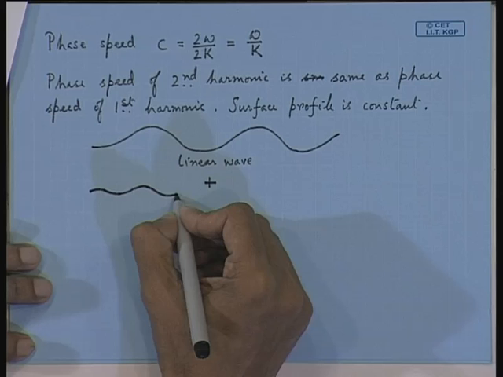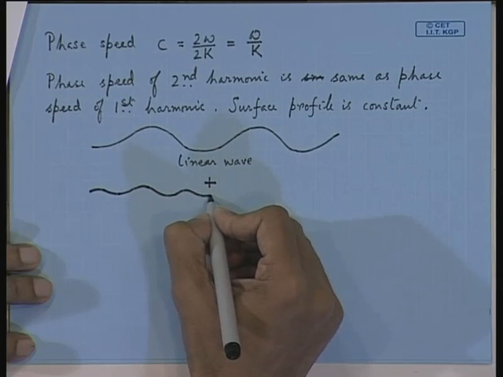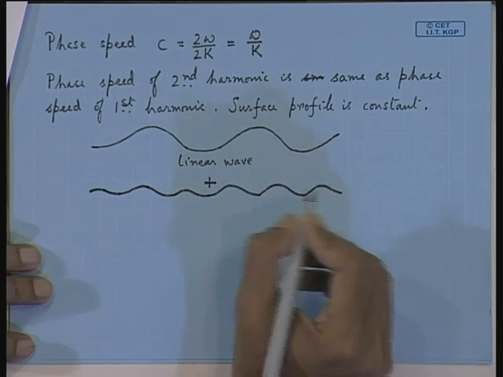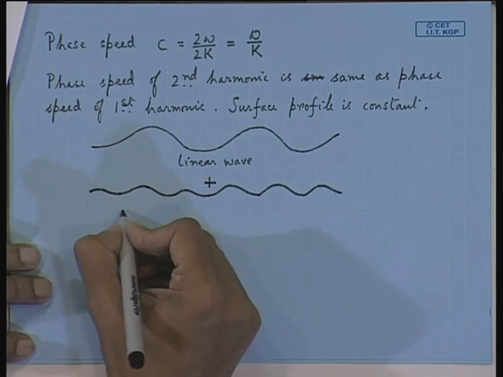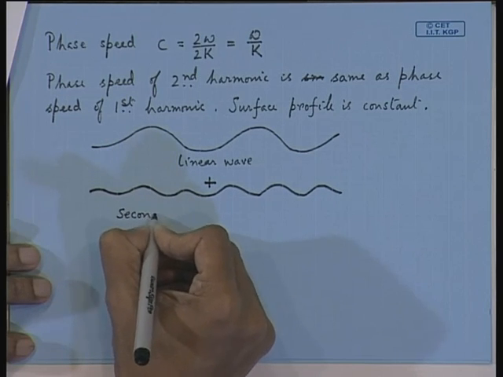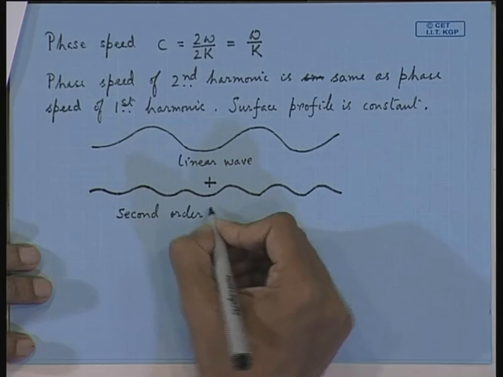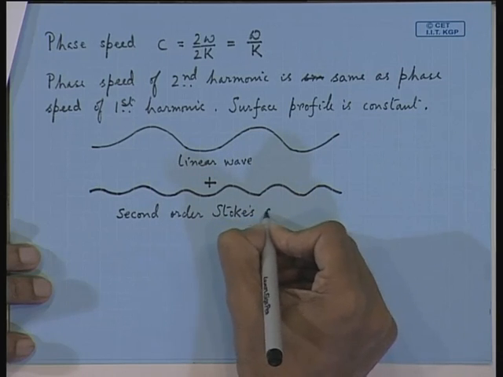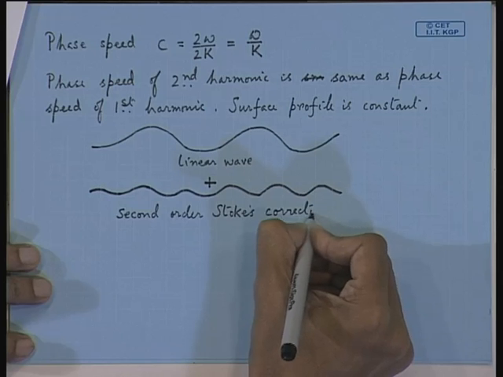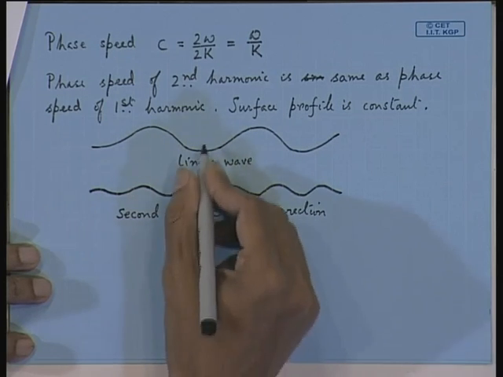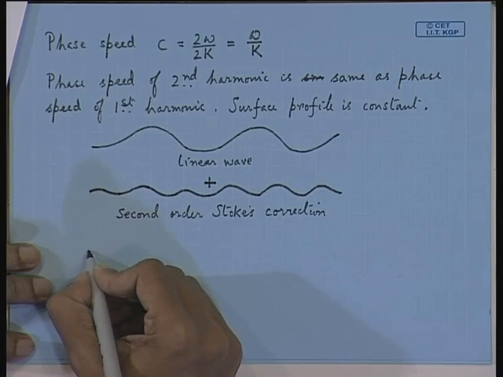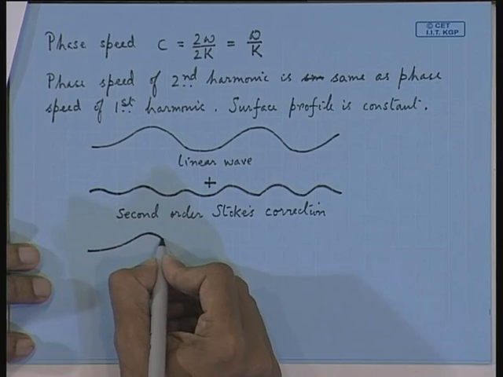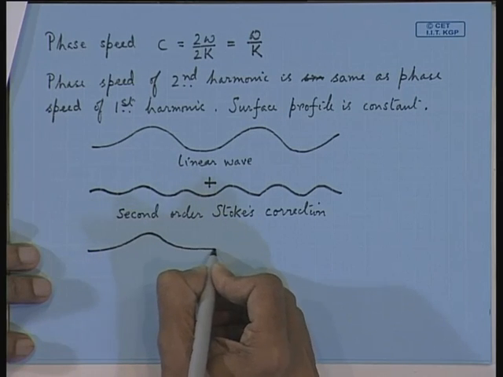So I am not very good at this. Let us say, now you add this and see what happens. So this is called second order Stokes correction. So actually you are getting two waves from Stokes second order theory. Now you add these two, you get the resultant wave, which will look like this. Now in this wave you will find that the trough is more flat.